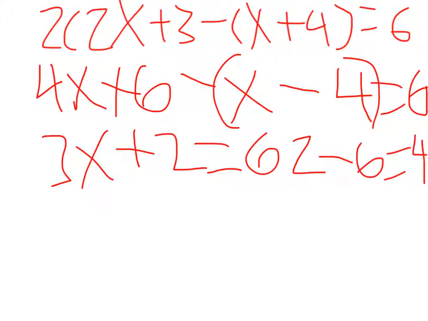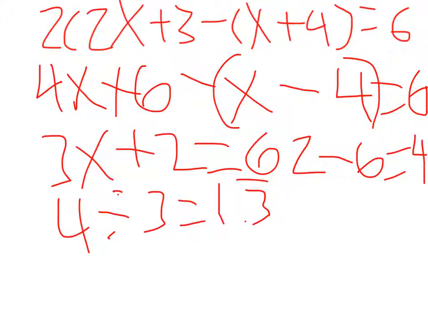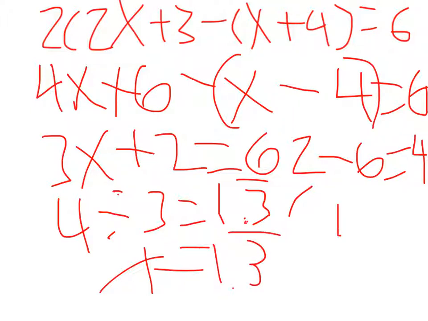And now 4 divided by 3 equals 1.3 with a dash over the 3. And now that's going to equal x. X equals 1.3 repeating, because it goes on for infinity.